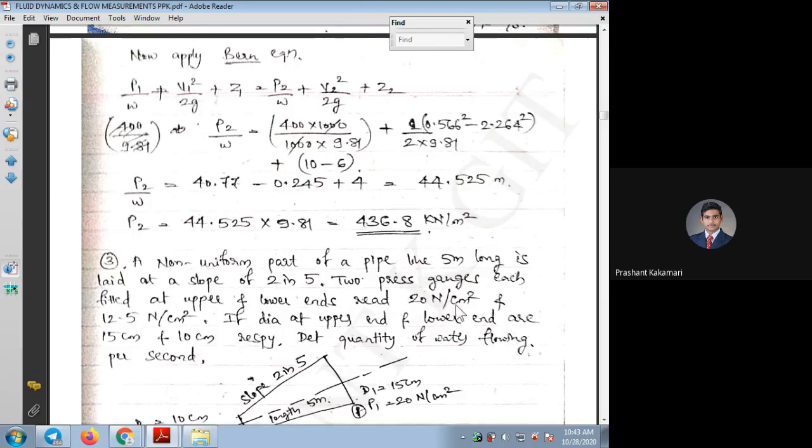Reads 20 Newton per centimeter square. What is that 20 Newton per centimeter square? It is at the upper side. Lower end reads 12.5 Newton per centimeter square.